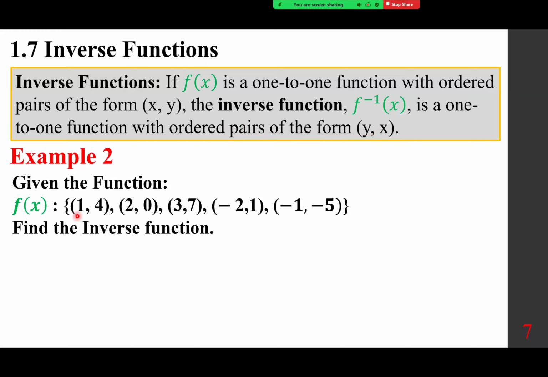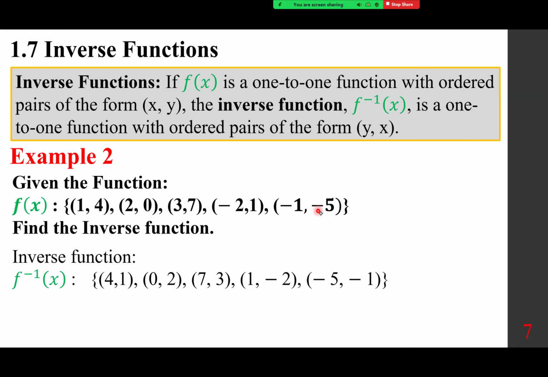So given the function here, (1, 4), (2, 0), (3, 7), (-2, 1), (-1, 5), find the inverse function. When a bunch of pairs are given, all you have to do is interchange them. So this becomes (4, 1). This one, (0, 2), (7, 3), (1, -2), (5, -1). That would be the inverse.